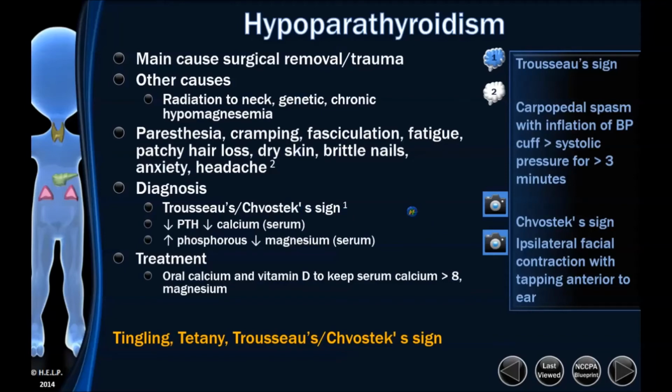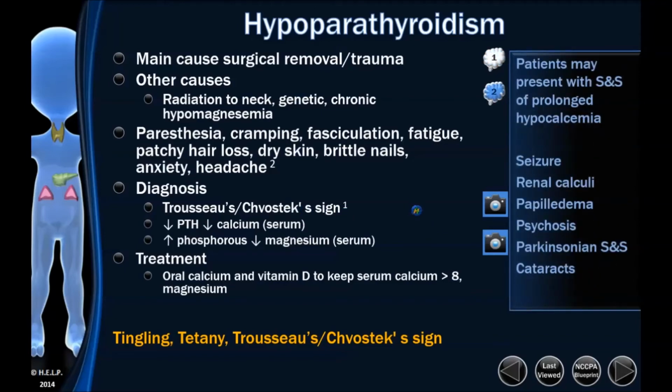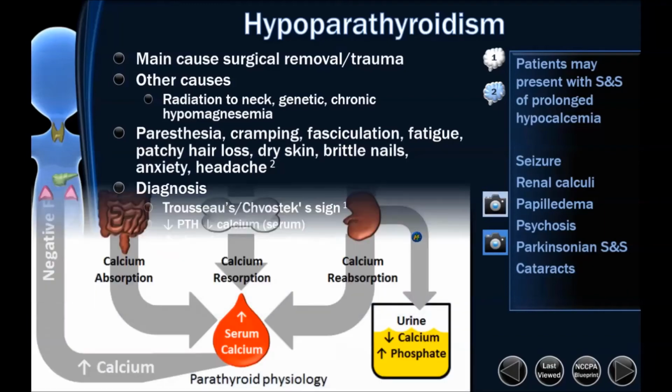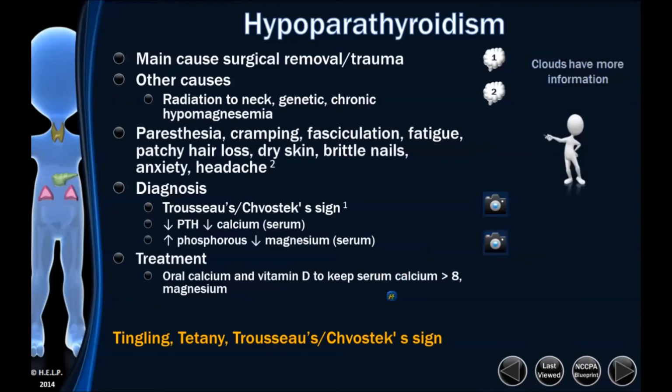Either way, we're going to look for treatment which is the same, which is replacement of the calcium. Now, it's true people who are significantly hypoparathyroid can be very, very sick, and we can see these type of symptoms here. We don't expect that, but you can put seizure together along with Parkinsonian symptoms in those cases. So again, our treatment is oral calcium and vitamin D to keep the serum calcium greater than 8. So remember, a serum calcium greater than 8 is your goal in treatment of hypoparathyroidism.